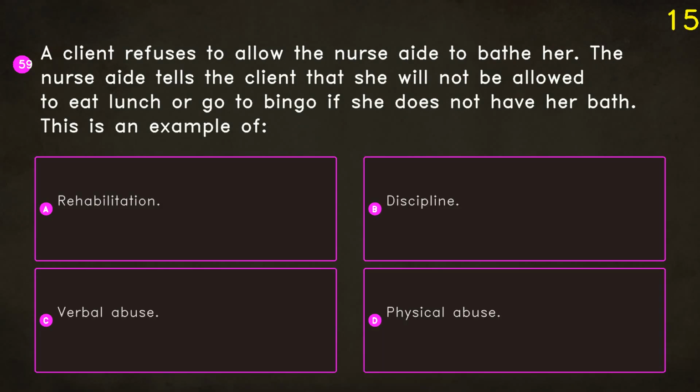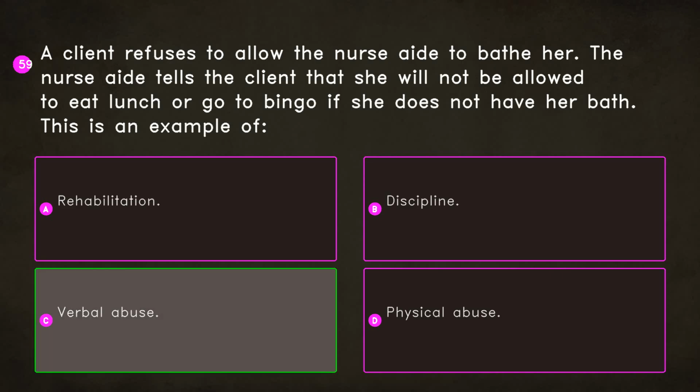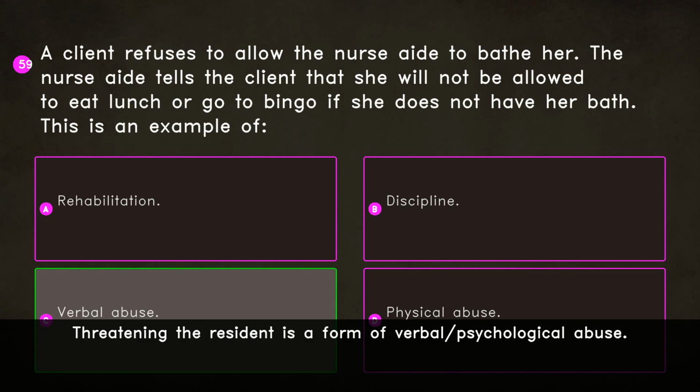Question 59. A client refuses to allow the nurse aide to bathe her. The nurse aide tells the client that she will not be allowed to eat lunch or go to bingo if she does not have her bath. This is an example of A. Rehabilitation, B. Discipline, C. Verbal abuse, D. Physical abuse. The correct answer is verbal abuse. Threatening the resident is a form of verbal/psychological abuse.